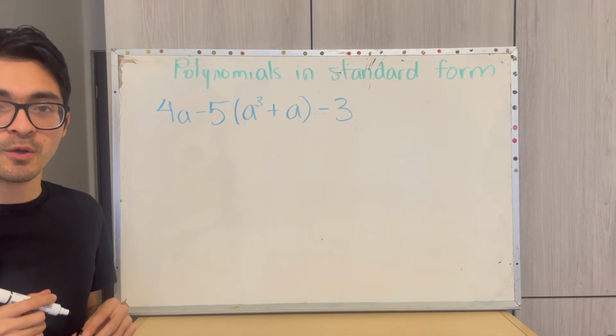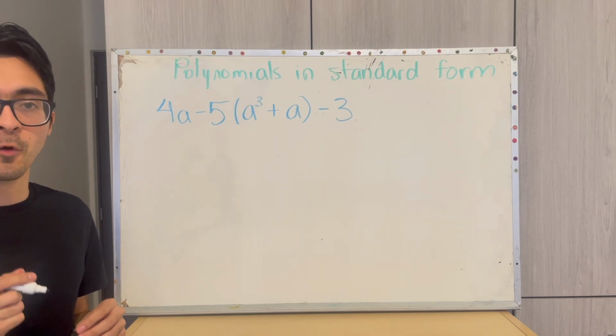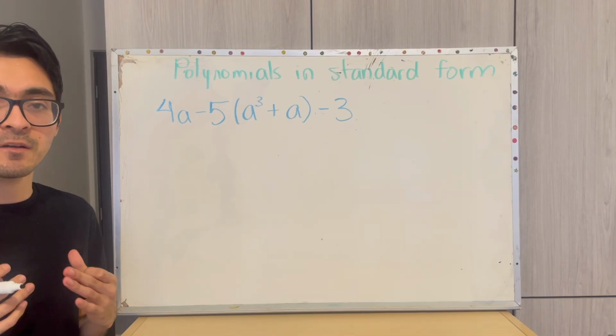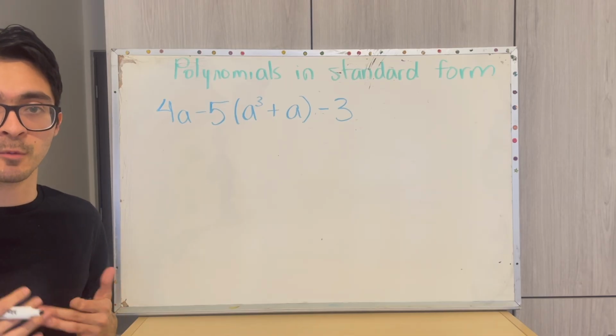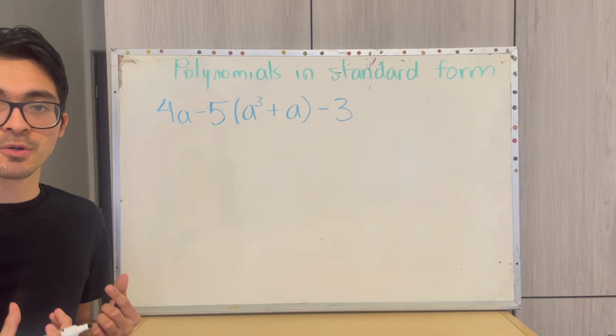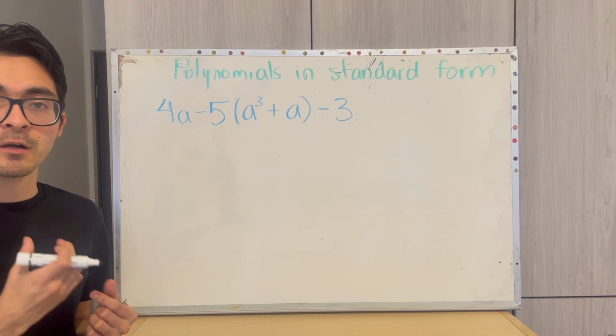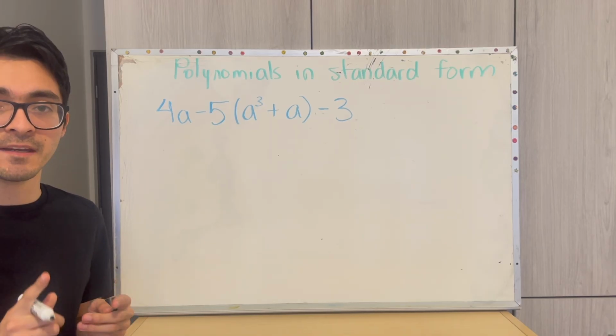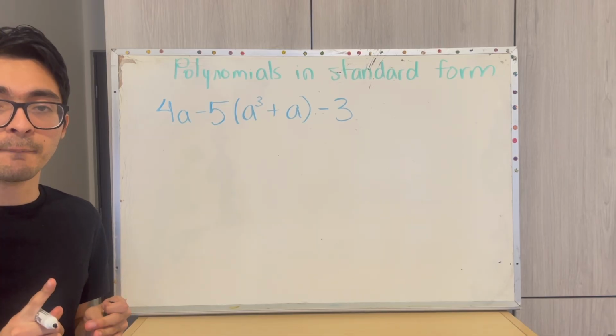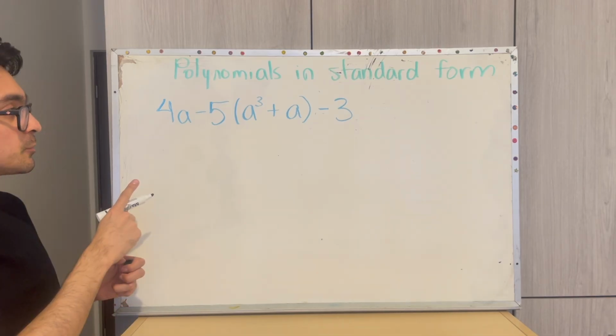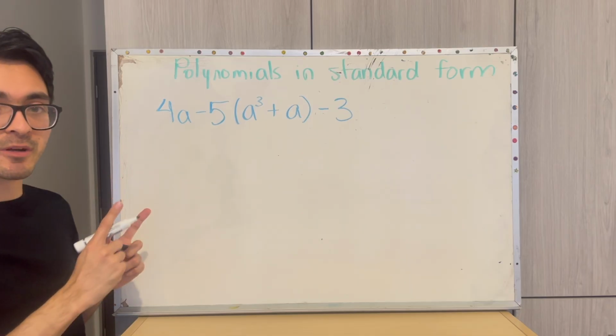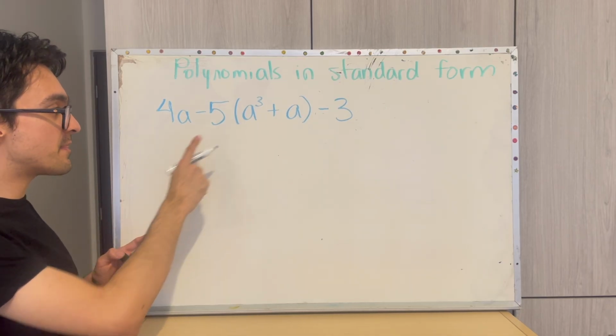Hello, today I'm going to show you how to write a polynomial in standard form. What I mean with this is basically getting rid of any parentheses in case there are parentheses, and also making sure that the terms in the polynomial are arranged in descending order, taking into account the degree, that means the exponent. In this expression, let's begin using the distributive property to get rid of the parentheses right here.